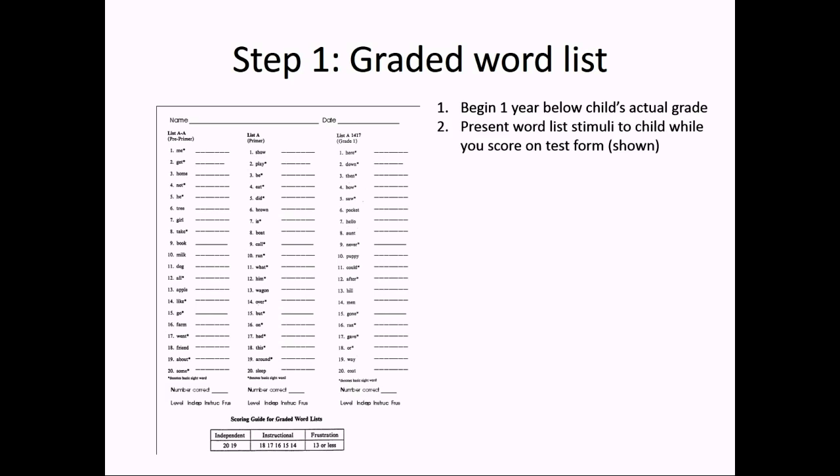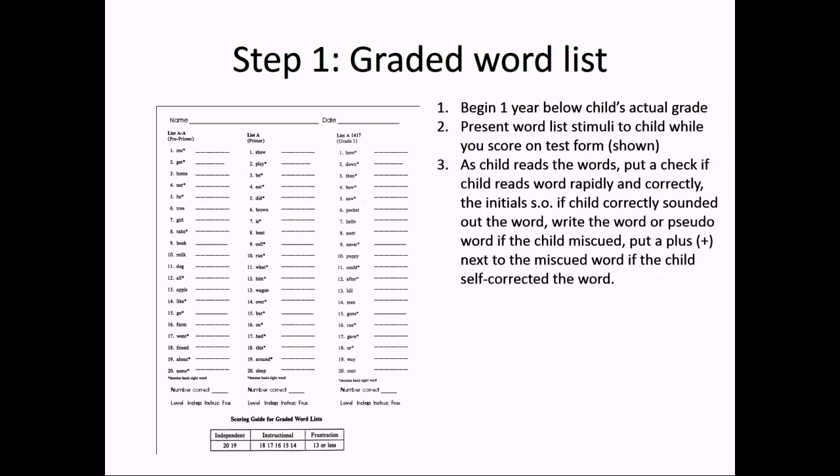You present the word list to the child while you score on the test form. So the child has just a word list without all of the blanks next to it. You put a check if the child reads the word rapidly and correctly. You write the initials SO if the child sounded out the word. You write the word or pseudo word if the child miscued. So if the child said, for the word book, they said Bach, then you would write the pseudo word Bach.